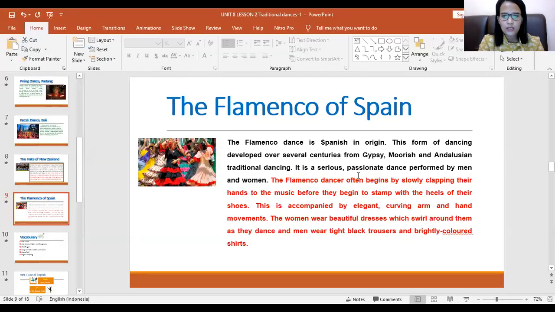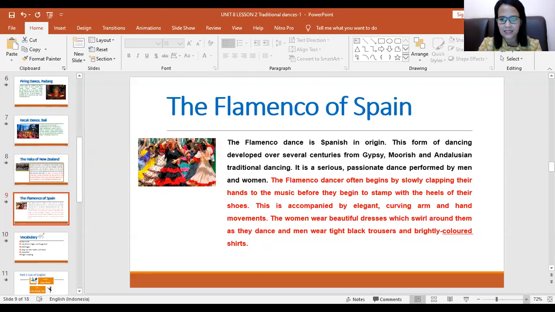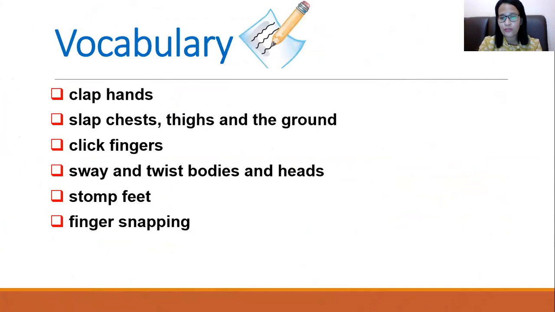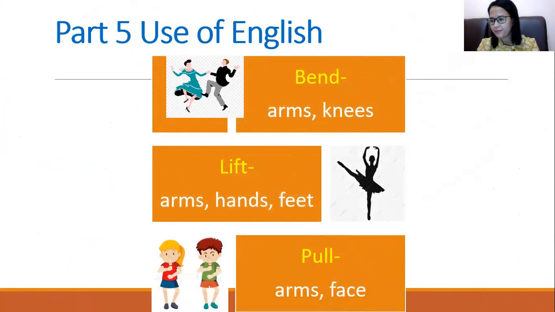Okay, so you have learned five traditional dances actually, but focus on Maori Haka and also flamenco dance. Now, from the traditional dances, you will also learn the vocabulary of movement, verbs of movement, which is in use in English. So when we say bend, what do we bend? The dancers bend their arms and their knees.